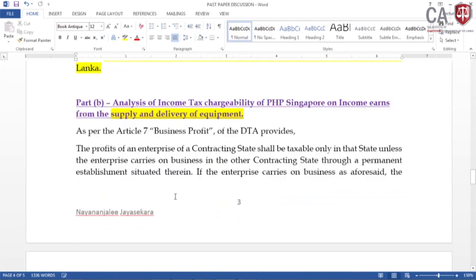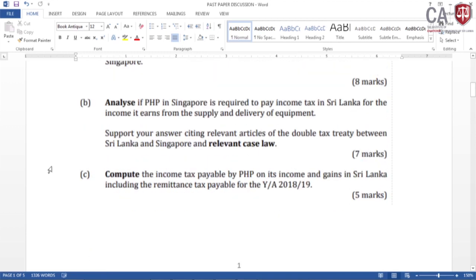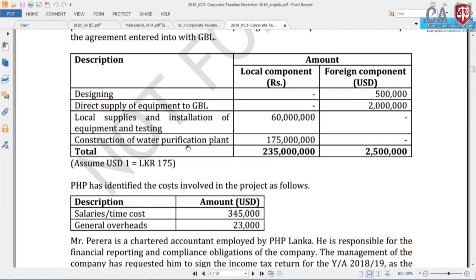Then part C, I think it's a very quick and very small question. Compute the income tax payable by PHP on its income gain in Sri Lanka, including remittance tax. Then I need to come to the facts of the question a little bit again. What are the income earned in Sri Lanka? This design in part, the US dollar 500,000, it is liable. Can they or shall they pay tax on this direct supply of equipment to a GBL? No, Lamai. They are not liable to pay tax on this.